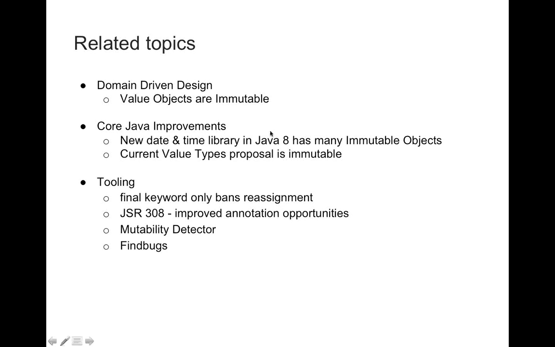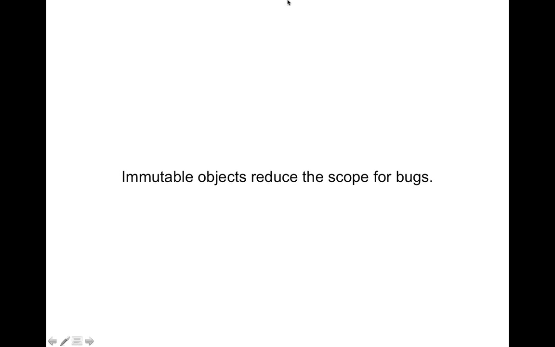Java 9, or more specifically Java 10, has a proposal to add this idea of value types, which means a class you define could be checked at compile time to be completely immutable. There is a lot of tooling that can help you make sure that your classes are immutable, such as the Mutability Detector and FindBugs. So to conclude this topic, immutable objects basically reduce the scope of change, since you know that this object cannot be changed by some other people in your code.